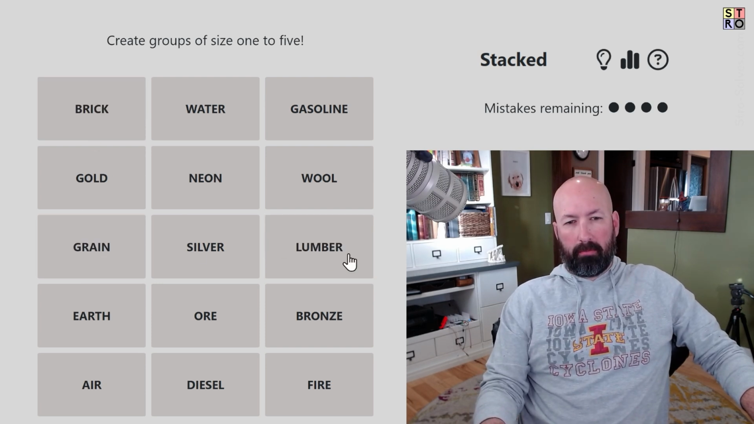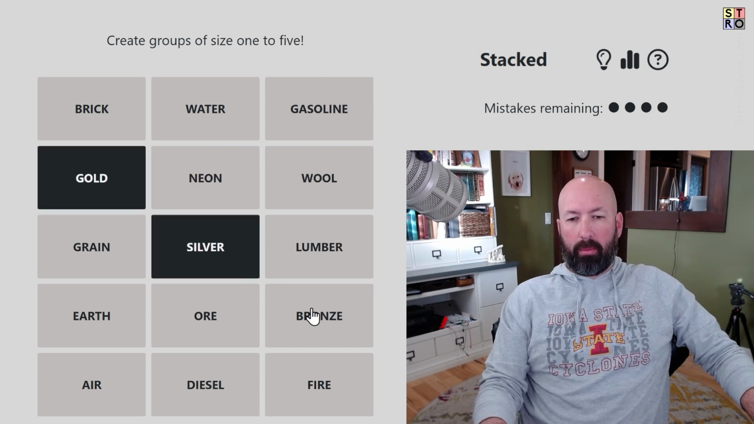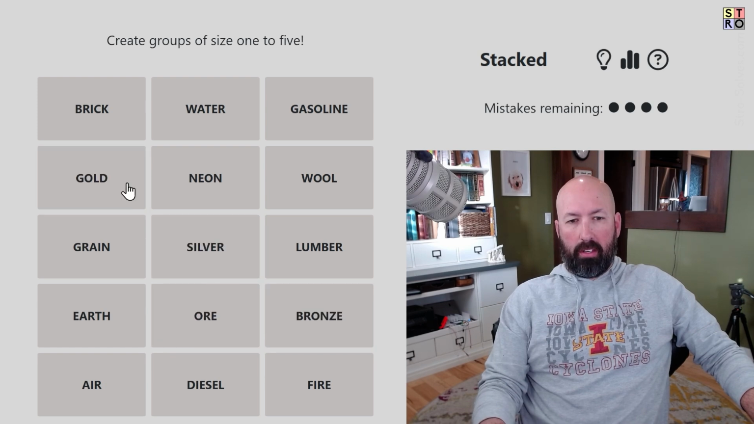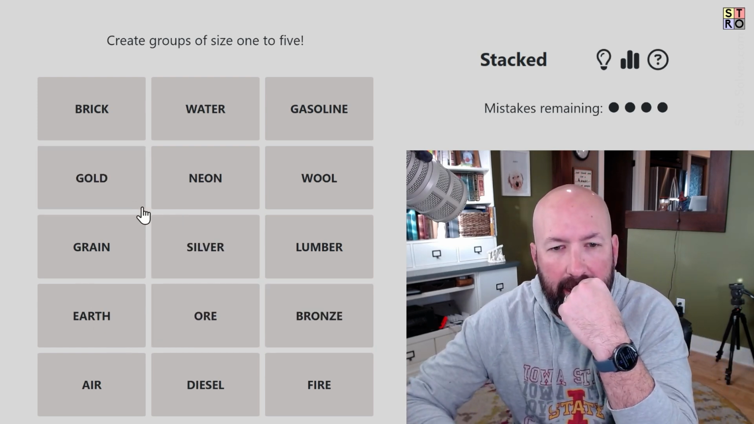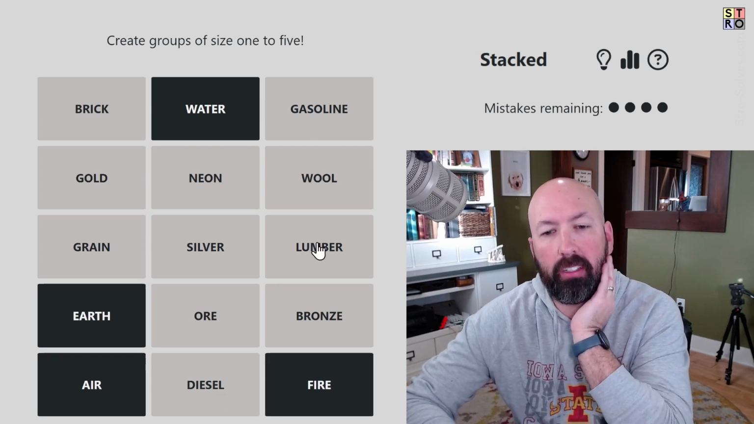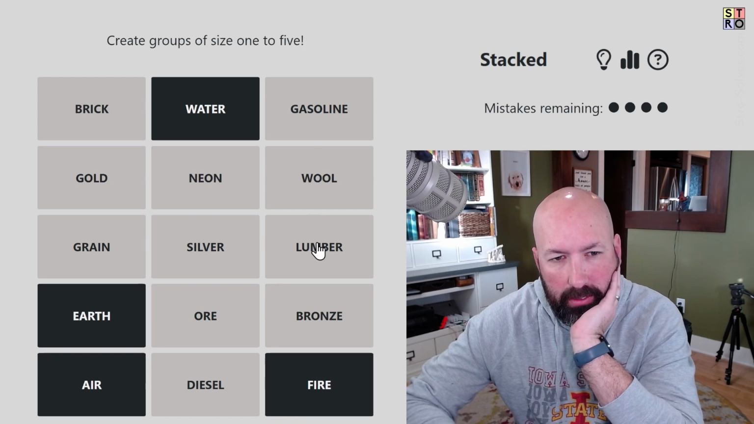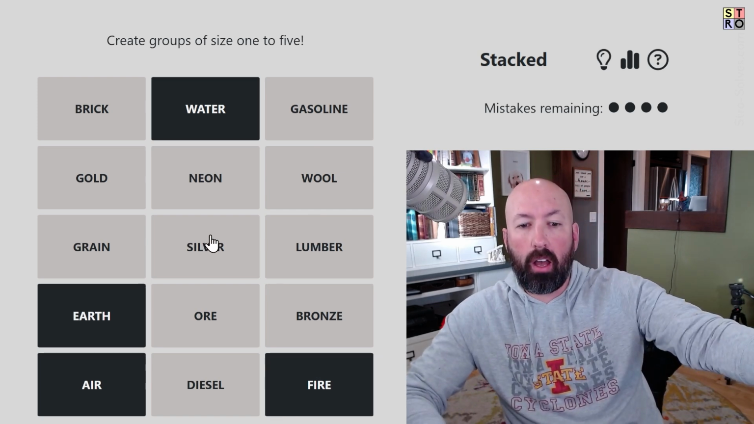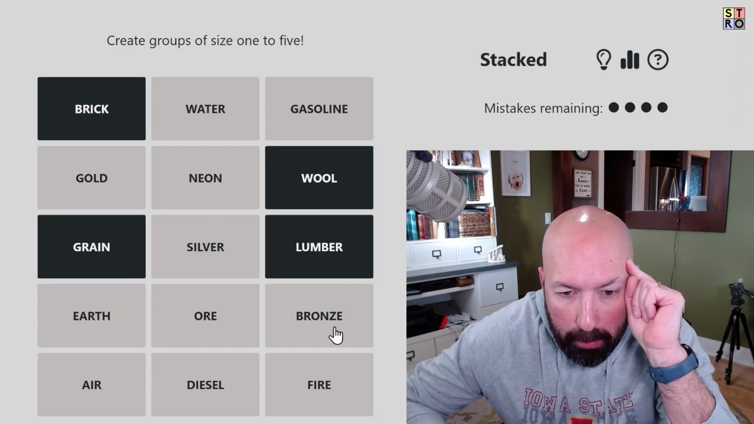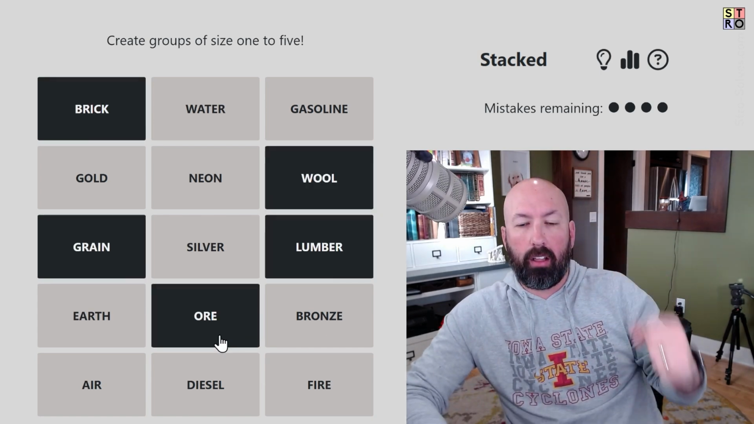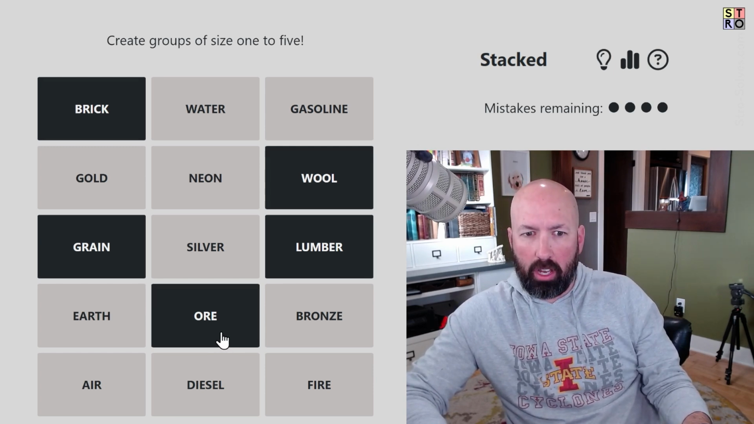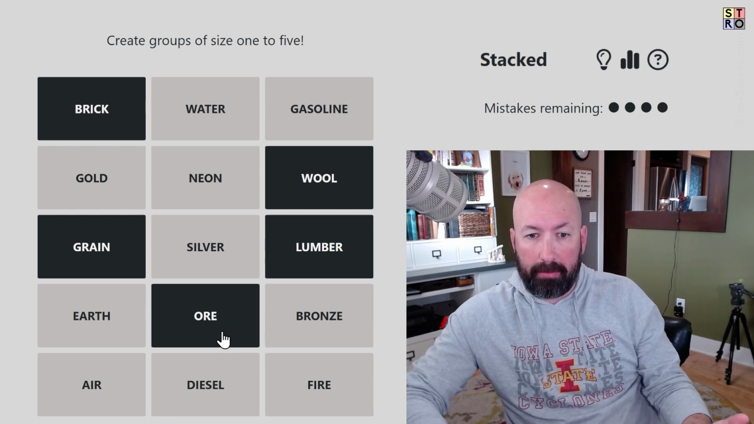Maybe. Oh, neon wouldn't be a metal, by the way. I said metals, but it could be these for metals. Neon wouldn't be, but I do water, earth, air, and fire. That's 4. Diesel, gasoline, and lumber is 3. Oh, no, no, no. Brick, grain, wool, lumber, and ore are in Settlers of Catan. The things that you collect, right? I think so. So there's a group of 5.